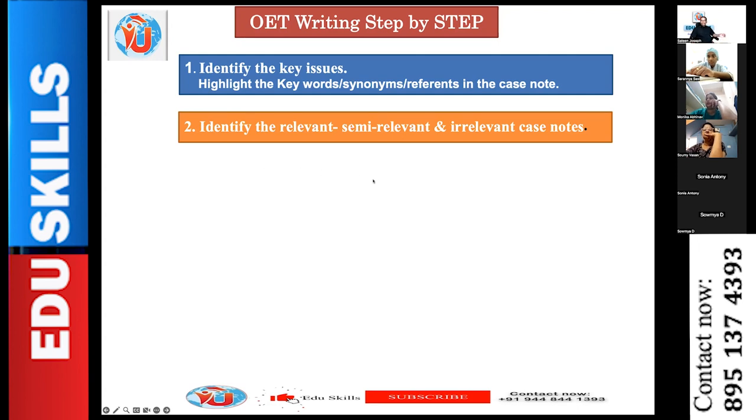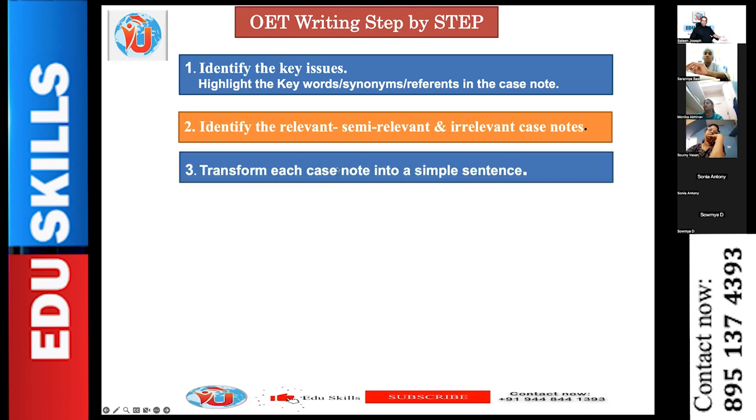Second point, identify the relevant, semi-relevant and irrelevant case notes. Once you have highlighted the key issues and the synonyms or references on the concerned medications, all those are relevant case notes. And there will be semi-relevant and irrelevant case notes. Whatever you have highlighted in the first step is the relevant case notes. So then you can definitely bracket the irrelevant as well as semi-relevant. If you need to include semi-relevant ones, you will consider that at the second stage.